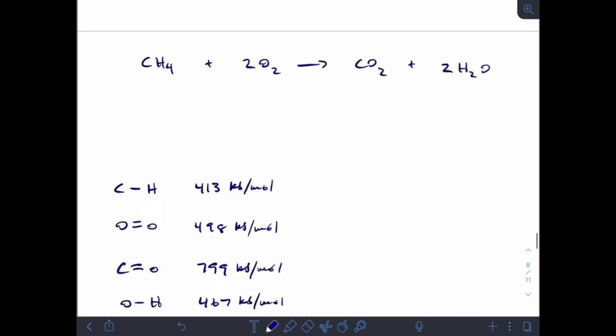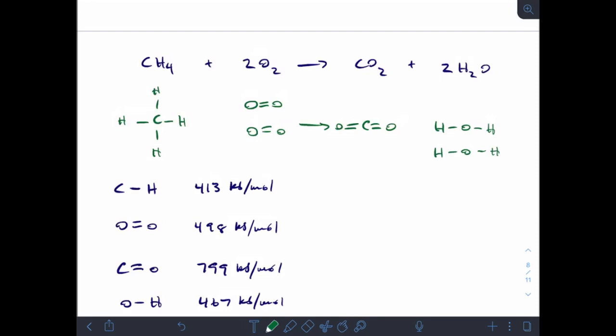I said before it would be useful to draw pictures of your molecules. Doing a crude picture for each one will suffice if you just show the right number of bonds and the right kinds of bonds. Your picture doesn't necessarily have to be stellar. So I've got one CH4, two oxygens, one carbon dioxide, and two water molecules.